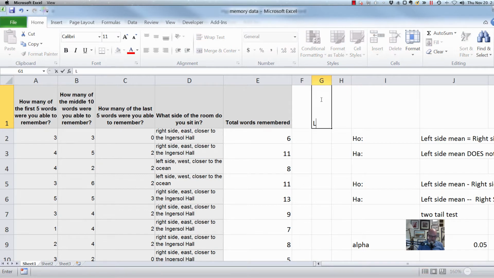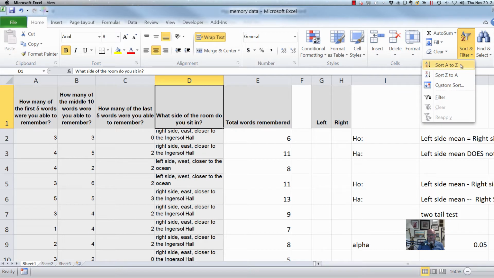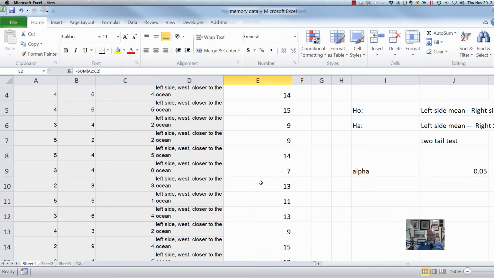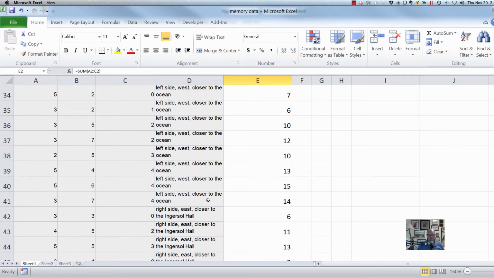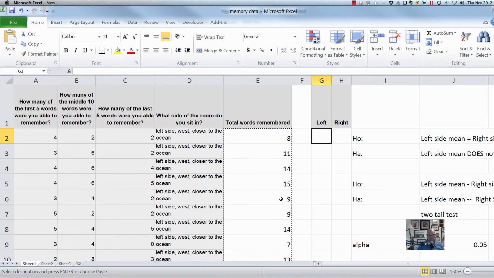So let's call this the left and call this the right. Easiest way to do this then is to just sort the data. All right, so here's all the left. The left is now sorted to the very top. So if I scroll down here until, so here's where it starts becoming right. Everything above that is the left side. So I'm going to just copy that, Control C, and then put it right here, Control V.